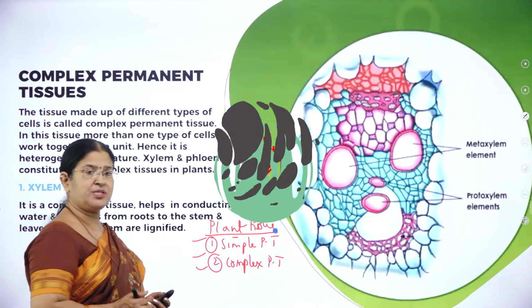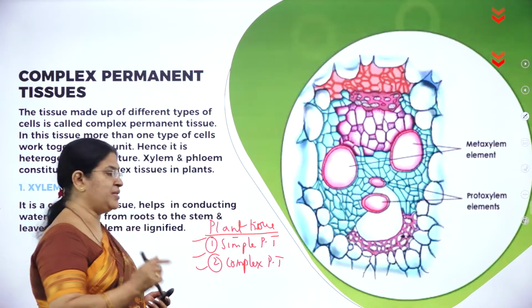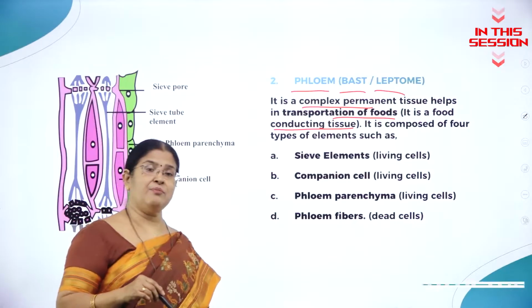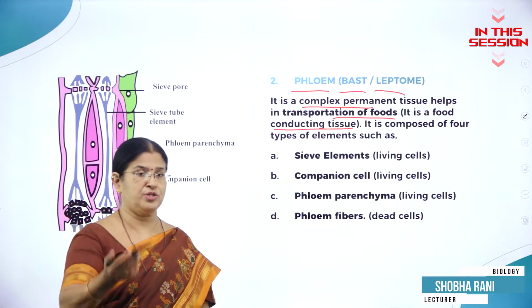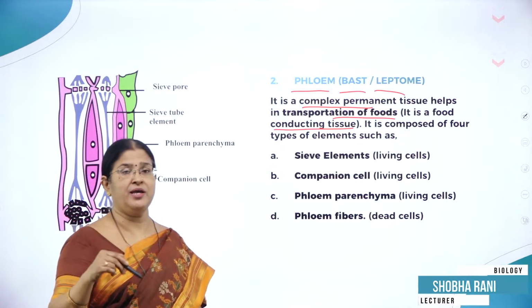Simple permanent tissues are made up of only one type of cells. All the cells are of similar type. Fibers in association with xylem are called xylem fibers. Xylem or wood conducts water from downwards to upwards, whereas phloem conducts food from upwards to downwards. Why?